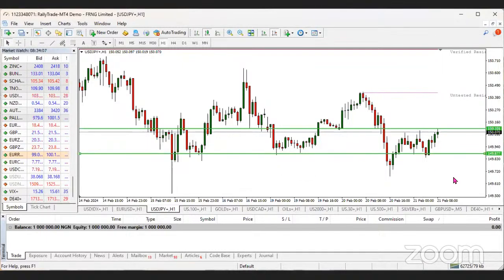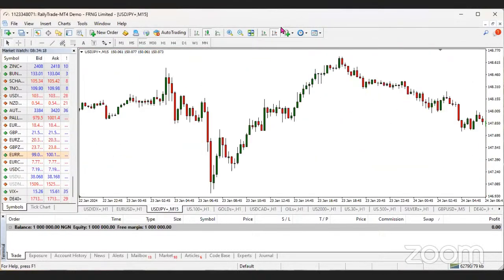That's if the market wants to sell. I'm entering for a sell below this region. That is for traders who trade with a 1 hour time frame. But alternatively, if you are a scalper, you can go towards the 15 minutes time frame.